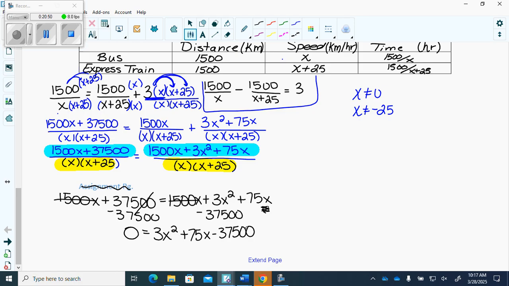Then I'm going to take a 3 out. So I get x squared plus 25x minus 12,500.